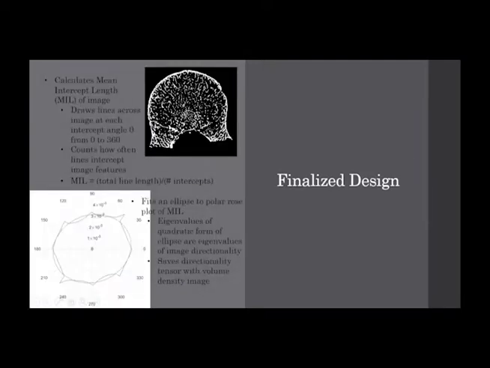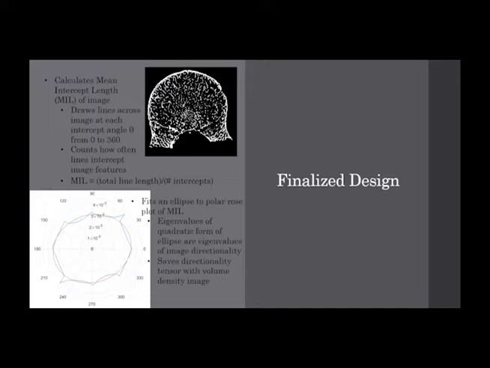So we then need to calculate the mean intercept length of the image for each angle theta between 0 and 360 degrees. The way this is done is the program draws lines at 1 pixel intervals at some intercept angle theta across the entire image and records both how long the total length of lines drawn is and how many times those lines intercept the white features of the image.